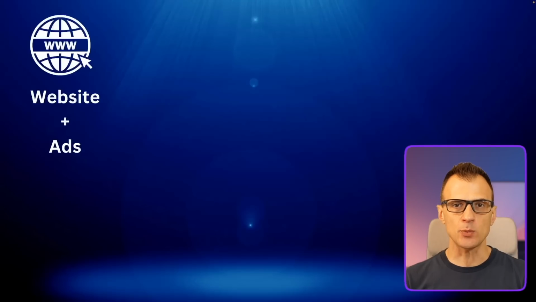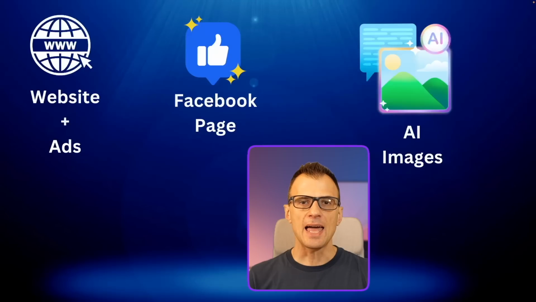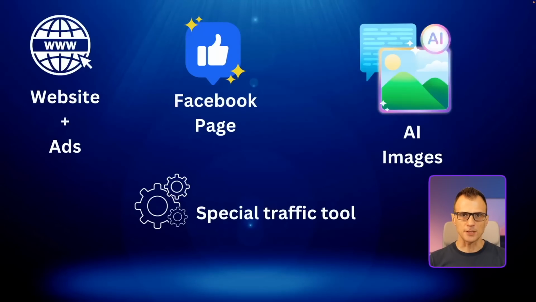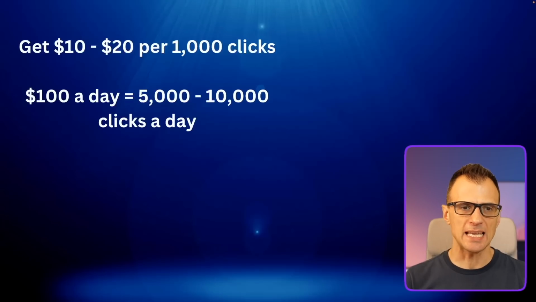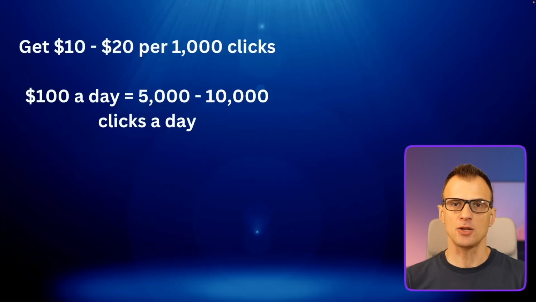You will need a website with ads, a Facebook page, AI images, and a special traffic tool. I'll show you how you can make $10 to $20 for every 1,000 clicks. So to make $100 a day, you need to get about 5 to 10,000 clicks every single day, and I'm going to show you exactly how in this video.